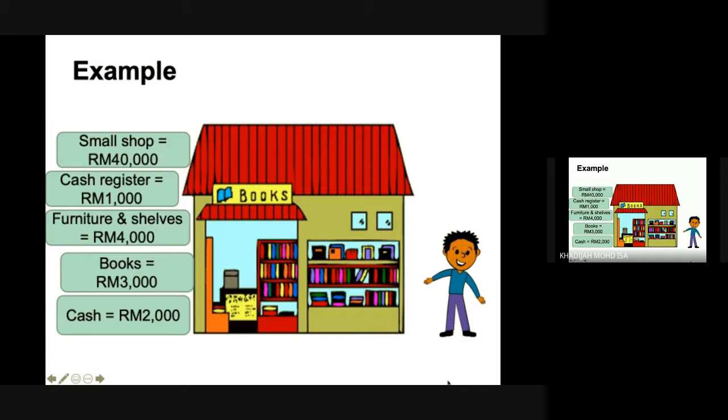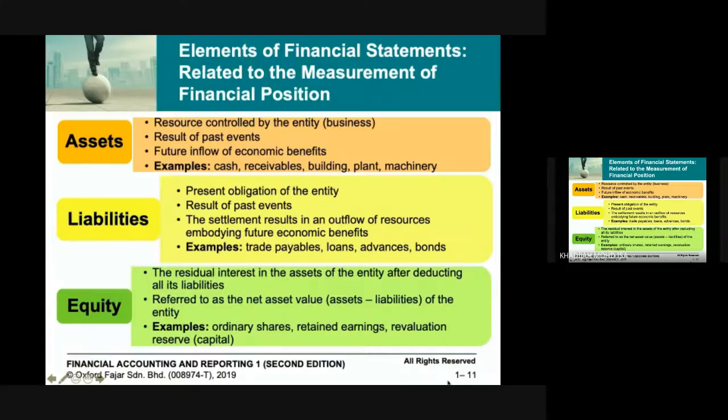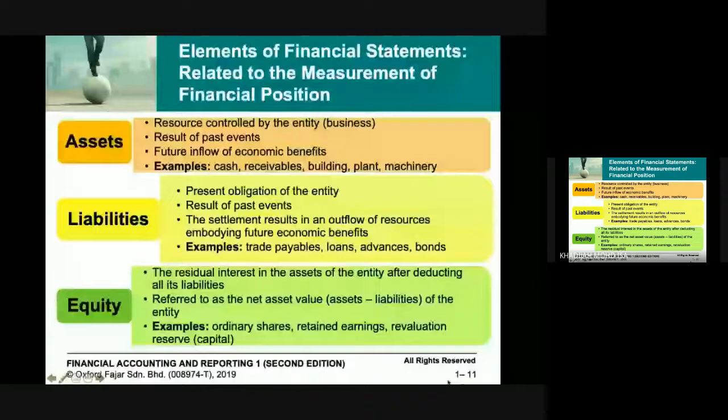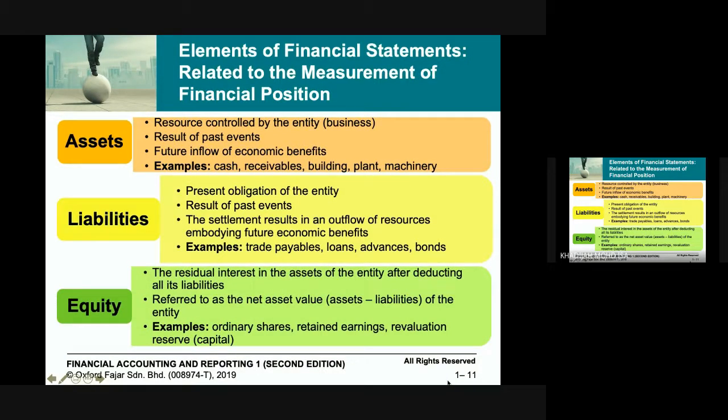Okay. So now, what are the elements of financial statements? We have assets, liabilities, and equity. So what is an asset? Assets are resources controlled by the entity, as a result of past events, whether you bought the asset or it was donated to you, however you got it. An asset is due to past events. An asset is also expected to provide future inflow, meaning economic benefits that will come into the business.